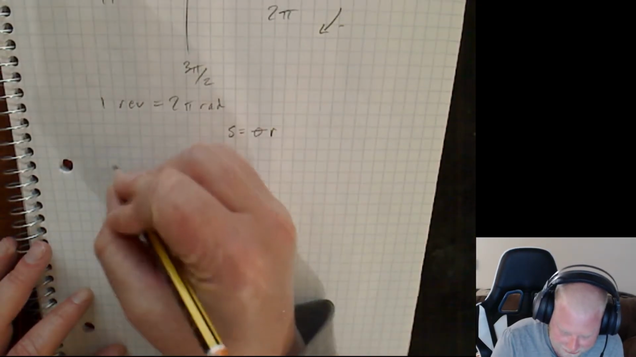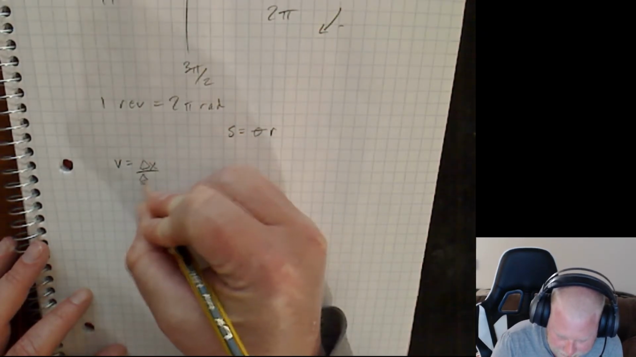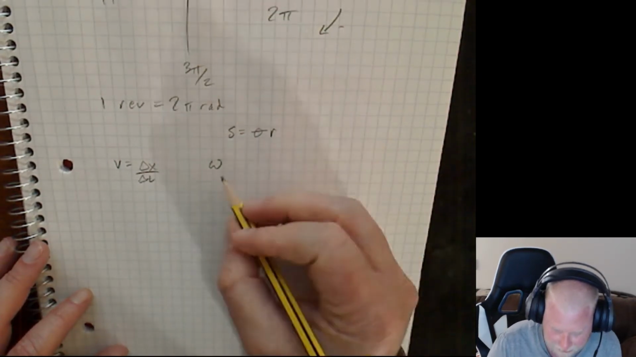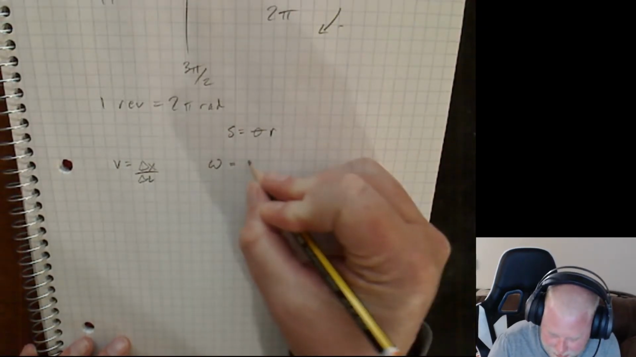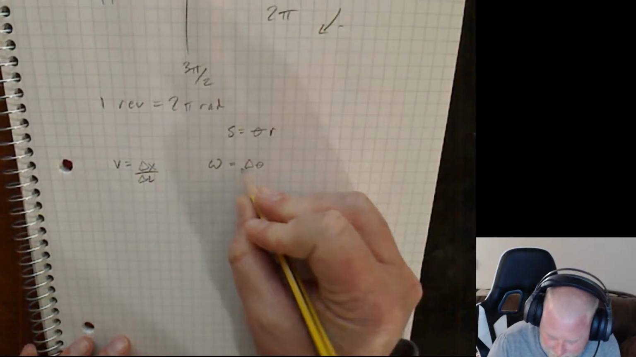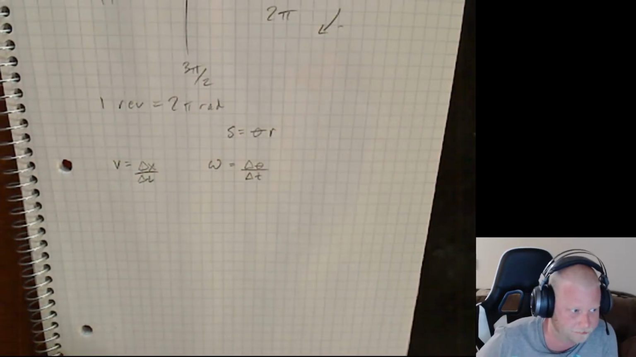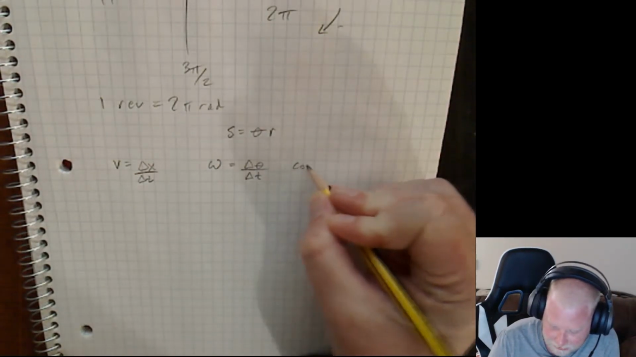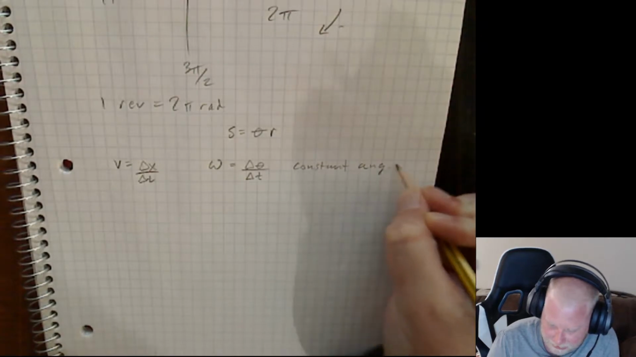And so, just like when we were looking at linear kinematics, velocity being a change in linear position over a change in time, your angular velocity, which is going to be represented by the Greek letter omega, is going to be equal to a change in angular position over a change in time. So this would be the equation for something moving with constant angular velocity.